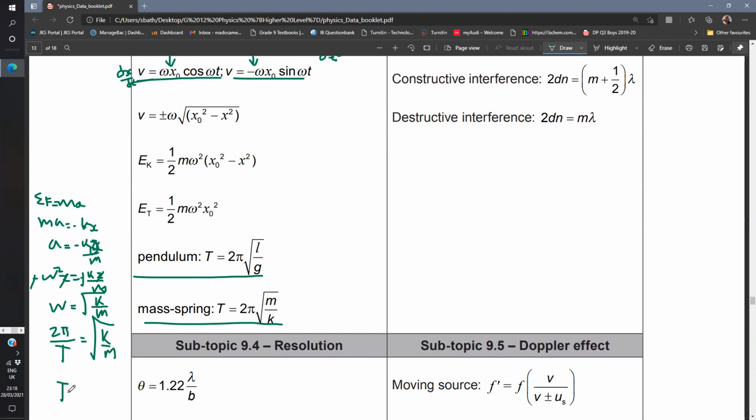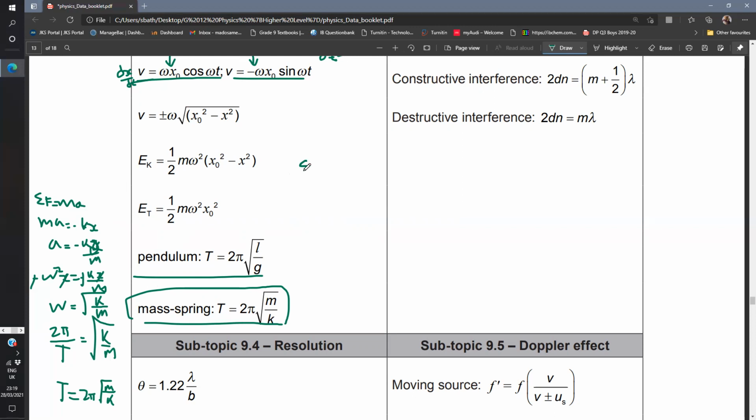And then T is going to be equal to 2 pi square root of m over k, which is this one, the mass spring. So this is basically where we put kx, which is basically the formula for the force, Hooke's law. And now we do the same thing for the pendulum.